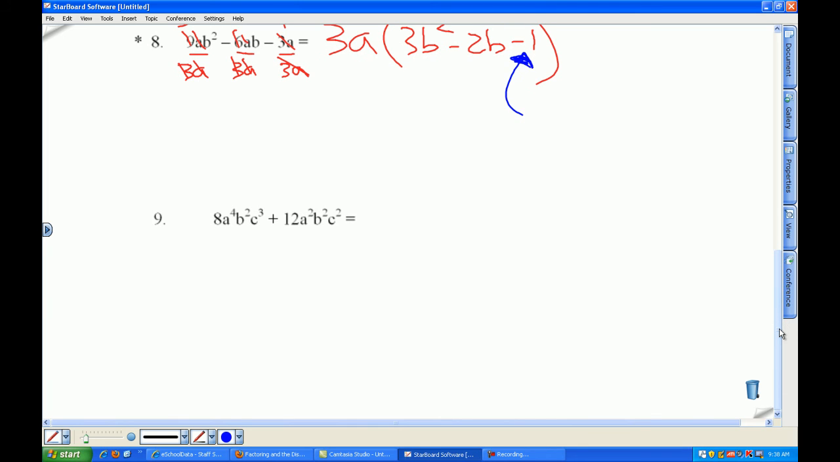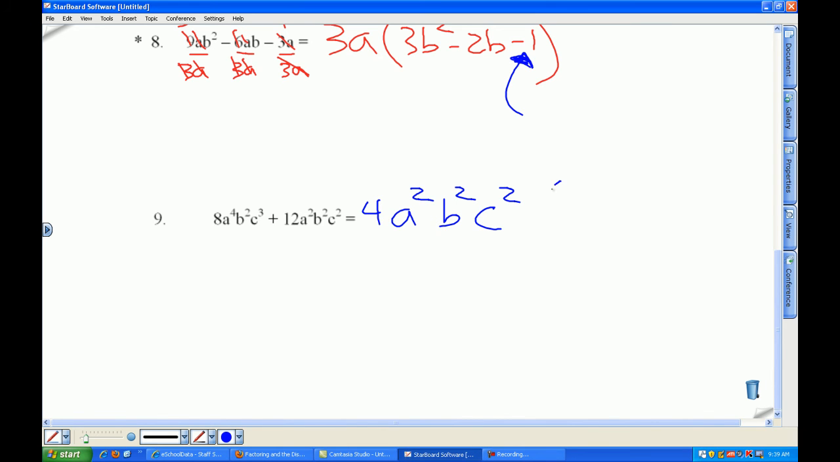Problem 9. Well, look at what we have here. We have 4 A's, we have 2 A's. Okay, our largest A we can take out of both of these terms is going to be A squared. Okay, 2 B's and 2 B's, we can take that B squared out of both terms. 3 C's and 2 C's. The largest number of C's we can take out of both terms is going to be C squared. Okay, largest number that goes into 8 and 12, once again you can do a factoring tree to figure this out, is going to be 4.